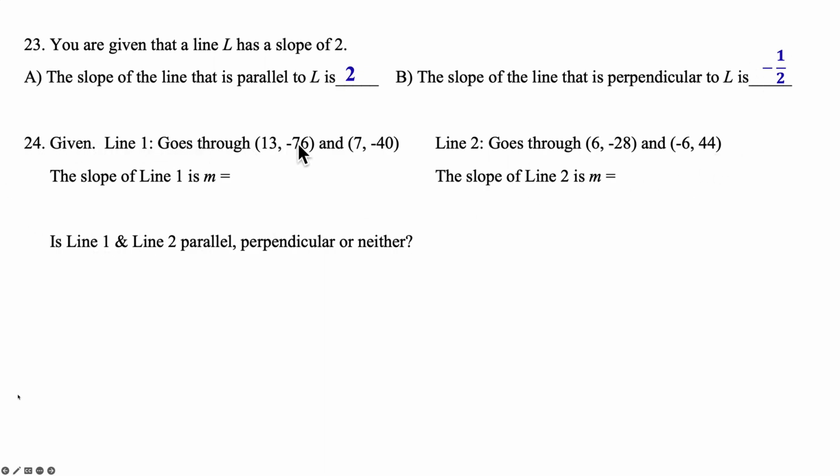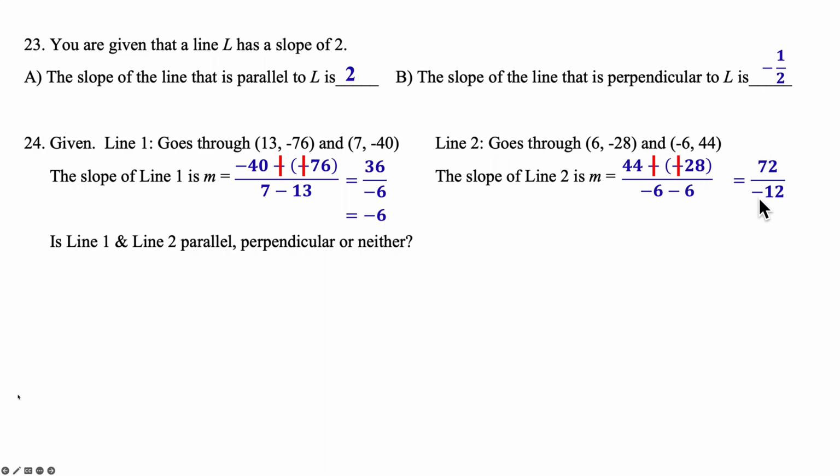24, line 1 goes through these 2 points, so we do the slope. Negative 40 minus negative 76, second y minus first y, 7 minus 13, okay, plus plus, that's going to give me 36 over negative 6, that's negative 6. Line 2 goes through these 2 points, okay, second y 44 minus the negative 28, negative 6 minus 6, plus plus, we get 72 over negative 12, that's negative 6.